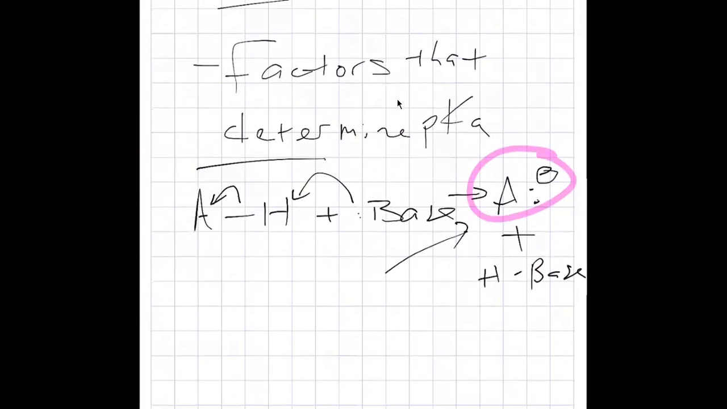Dr. Russell? Yes. Sorry, I have a question. Go ahead. When you say something has to be stable, do you mean like fulfilling the octet rule? What do you mean exactly by being stable? So that's a good question. So part of that is fulfilling the octet rule.